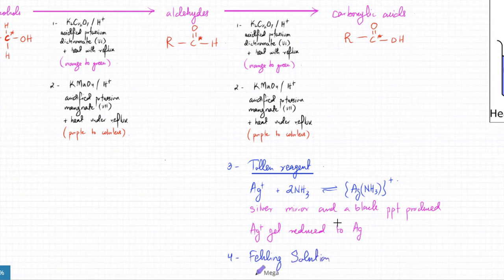The observation is that the blue copper two plus ions in Fehling's solution get reduced to copper one oxide, which is basically the observation: a brick red precipitate is formed.